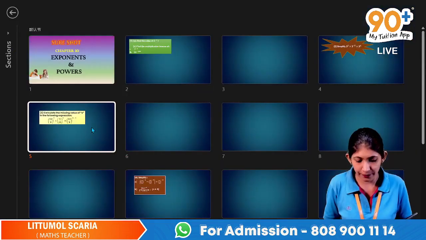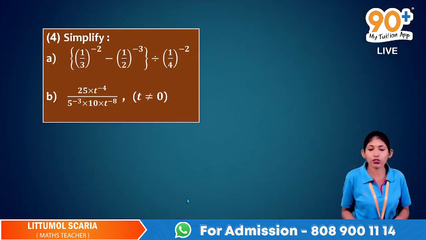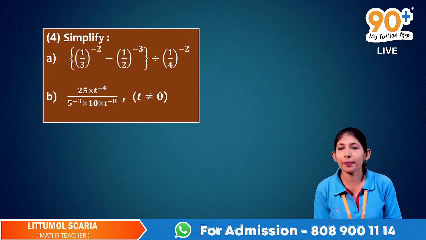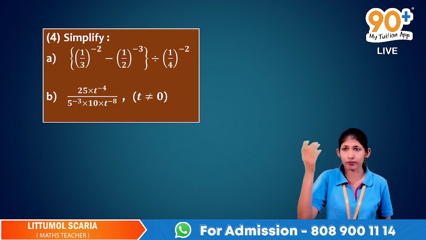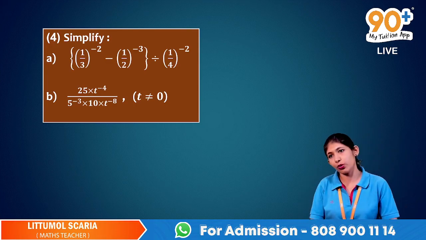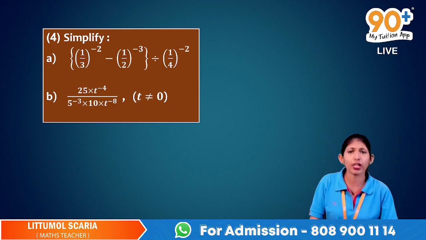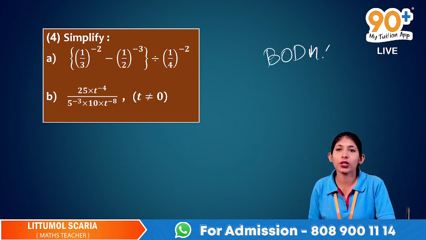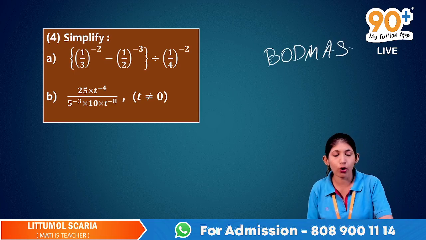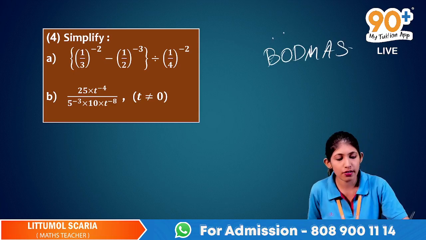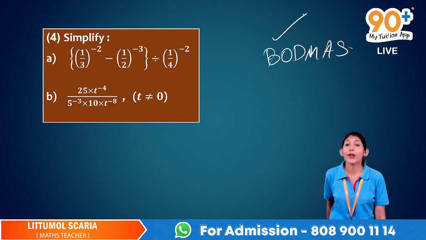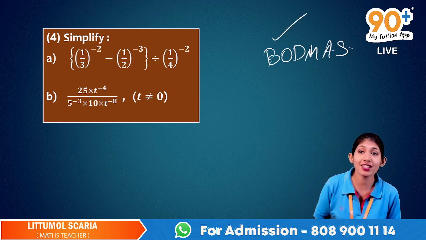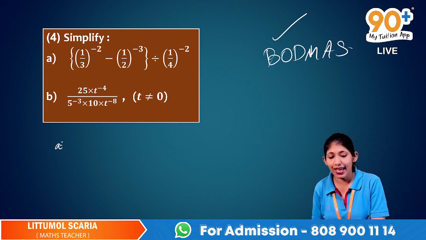Okay, that's it. Yes, now we are moving on to the fourth question. Simplify 1 by 3 whole to the power minus 2 minus 1 by 2 whole to the power minus 3 divided by 1 by 4 whole to the power minus 2. ഇങ്ങനെ എന്തെങ്കിലുമൊക്കെ കണ്ടാൽ ഓർത്തോണം, ബോട്ട് മാത്സ് റൂൾ, always solve what is inside the bracket first. Okay, so bracket നുള്ളിലുള്ളത് നമ്മൾ first solve ചെയ്യണം.